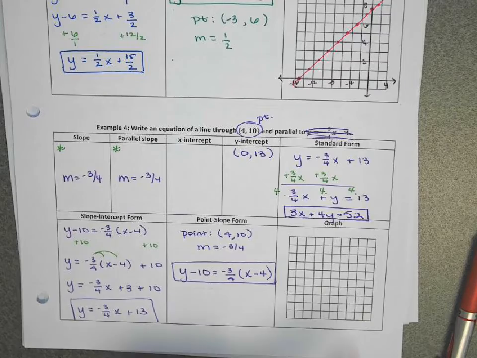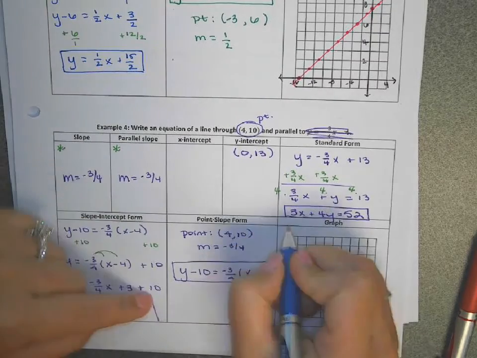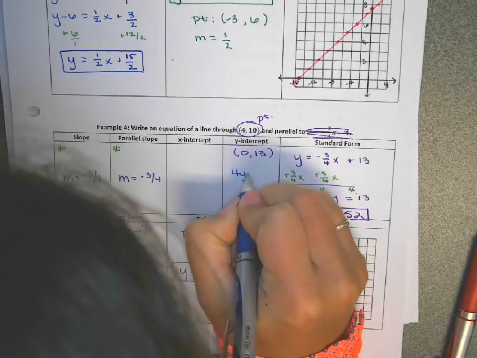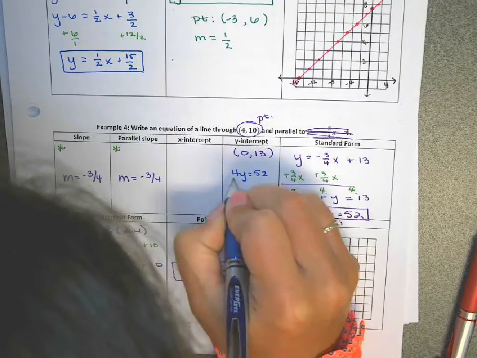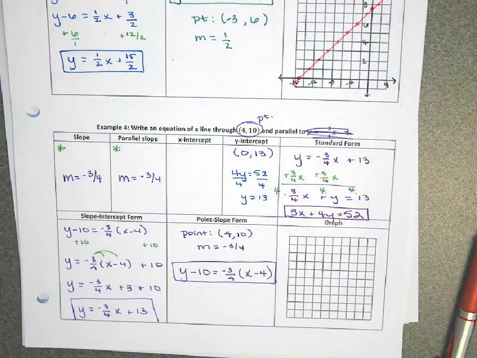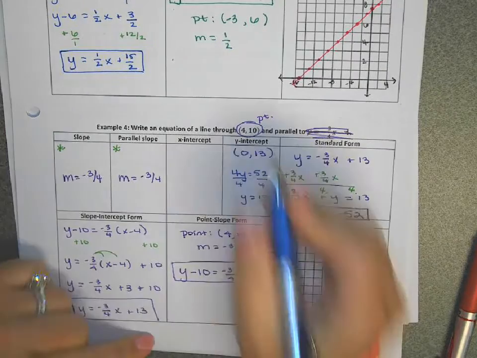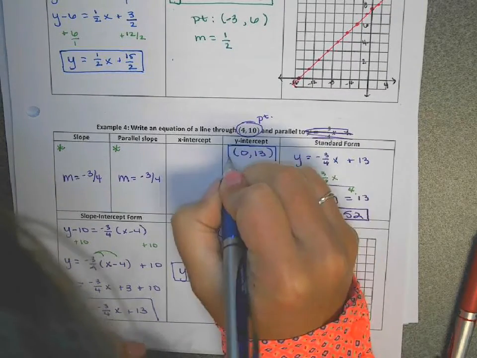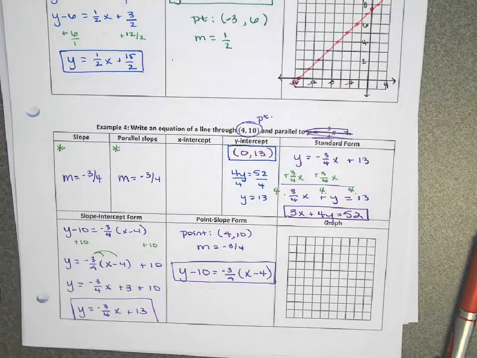You could have said, okay, let's figure out what y is. So I'm going to plug in my 0 here. So I get 4y equals 52. Divide both sides by 4. And you end up with y equals 13 anyway. So (0, 13). Doesn't matter which route you go, you're still going to get (0, 13).